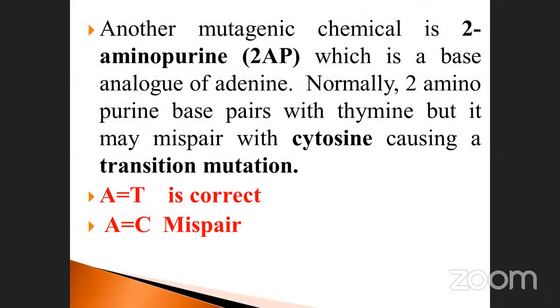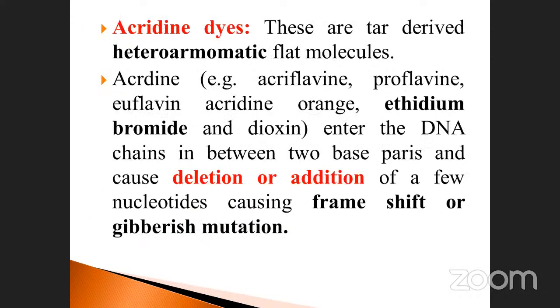You see that structure. And the second one is called 2-aminopurine. So transition, this is the normal process. It can be replaced by a mispair like this. Instead of thymine, it is replaced by cytosine. Okay. This is another one.